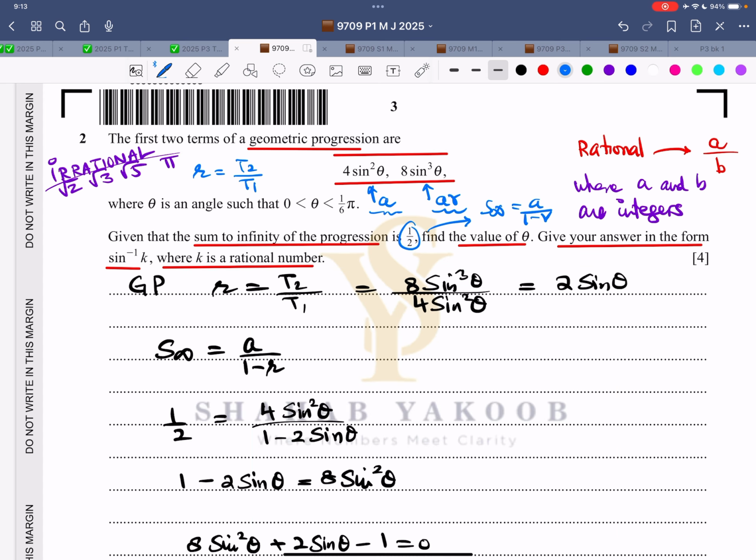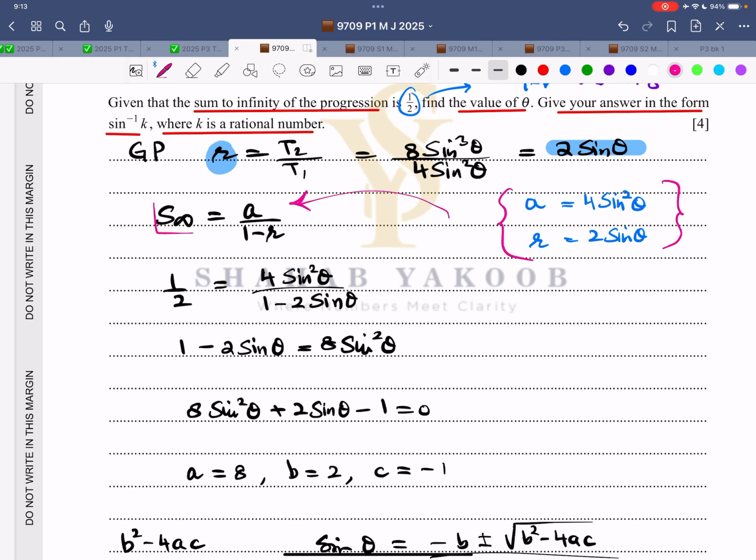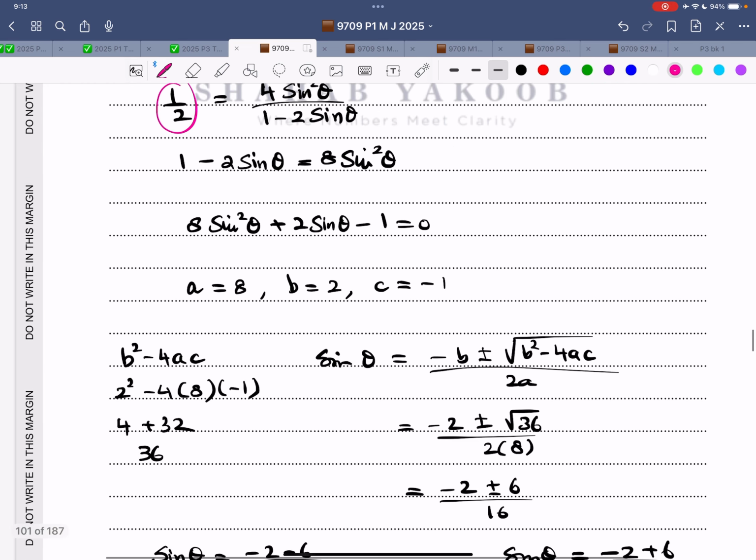So let's move on. Now, first of all, if I say GP, so r is this much. That comes out to be 2 sine theta. And make a habit of writing the things down. A is how much? 4 sine square theta. Common ratio is 2 sine theta. First write it down, then proceed. So it should be this way. So now sum to infinity is half. We simplify, we solve this equation, and over here we have to use the quadratic formula.